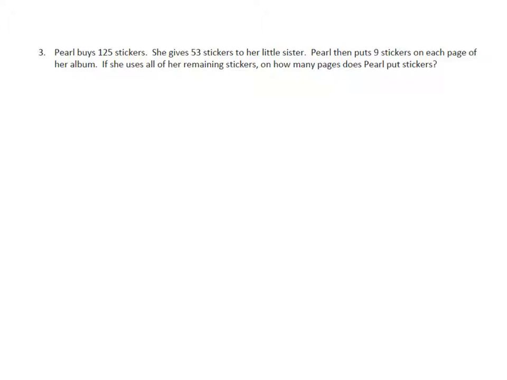Let's take a look at number 3. It says Pearl buys 125 stickers. She gives 53 stickers to her little sister. Pearl then puts the 9 stickers on each page of her album. She's using all of her remaining stickers, so how many pages does Pearl put her stickers on?